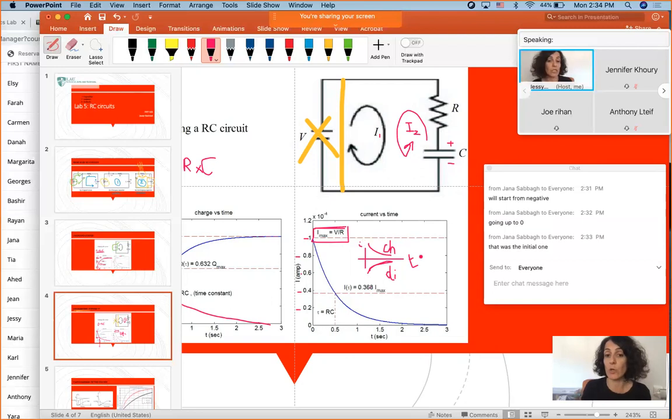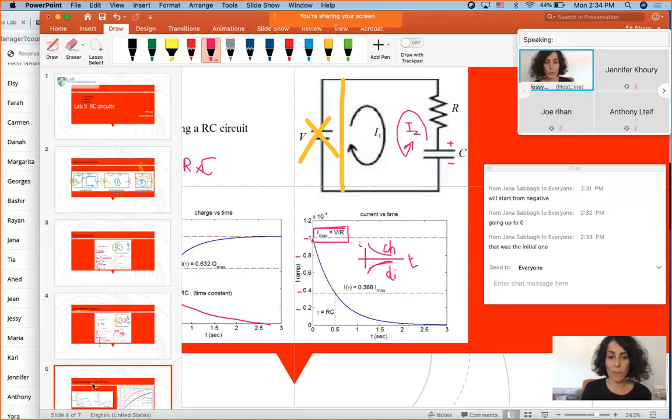At the end, the current goes to zero. At the end of the charging, current goes to zero. End of discharge, current goes to zero. Okay? Okay. Fine. This is, by the way, a surprise for some students. All right? Shall we move to something else?